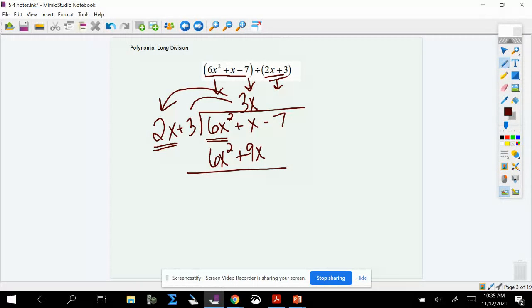Then you're going to subtract, and here's where I switch a lot of colors. When I subtract, it's going to make this a negative, and it's going to make this a negative. I love to use different color pens when I do this lesson. It makes so much more sense. When I subtract, this column will cancel, and then this column, I have x minus 9x is negative 8x. And then I'm going to drop down.